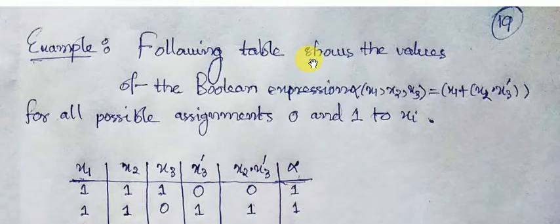This table. Here we have drawn this table to show how many distinct assignments to these variables x1, x2 and x3 can be made, and for these distinct assignments what would be the values of this Boolean expression alpha of x1, x2, x3.